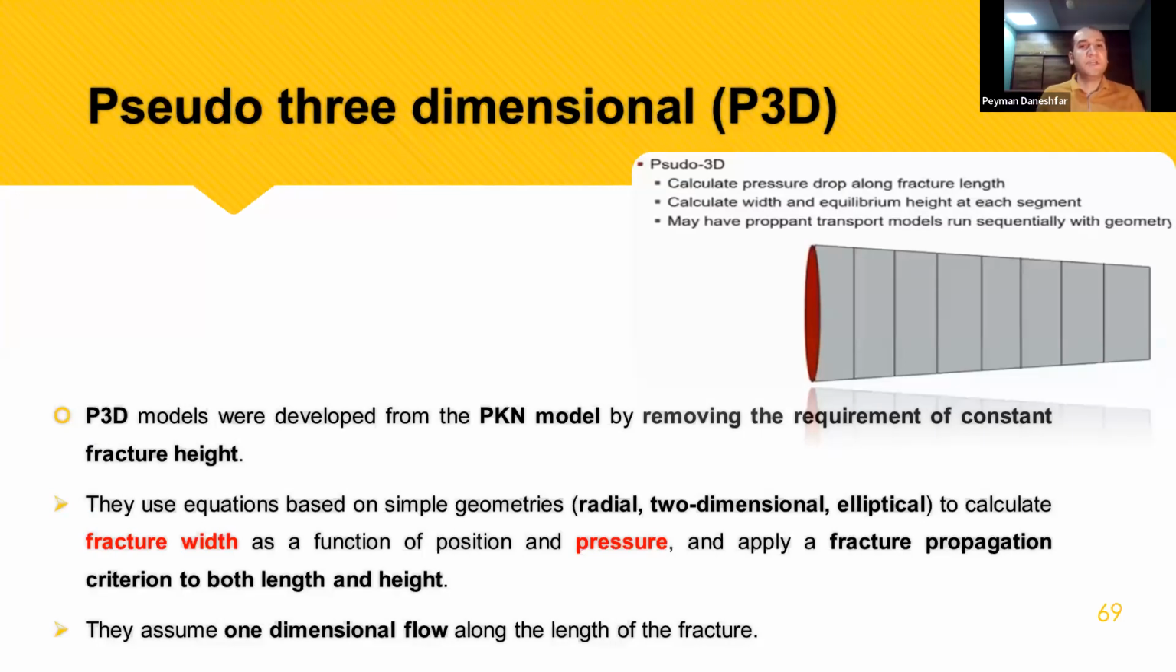developed from the PKN model by removing the requirement of constant fracture height. As you can see here in pseudo-3D, we can calculate the pressure drop along the fracture length, calculate the width and equilibrium height at each segment, and may have a proppant transport model run consistent with the geometry.